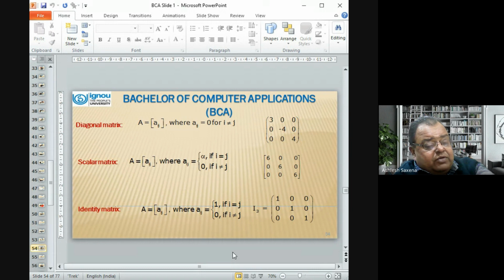And you have to denote that by I3. I3 means 3 rows and 3 columns. That means a matrix of 3 by 3.